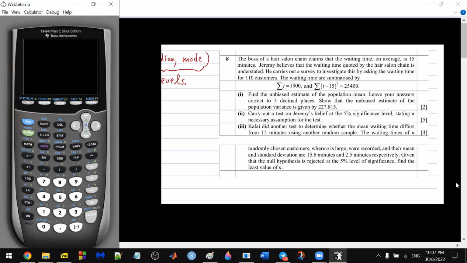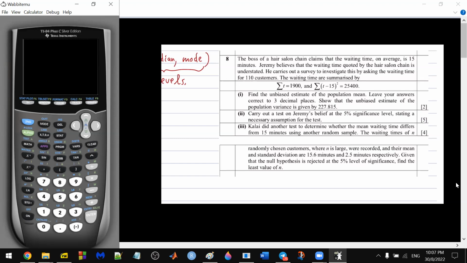To prove that his statement is true or false. Okay, so he carries out a survey to investigate this by asking the waiting time of 110 customers. He is very persistent. He wants to prove the boss wrong. The waiting times are summarized by the following: sum of t equals 1900, sum of (t minus 15) squared equals 25400. Find the unbiased estimate of the population mean.